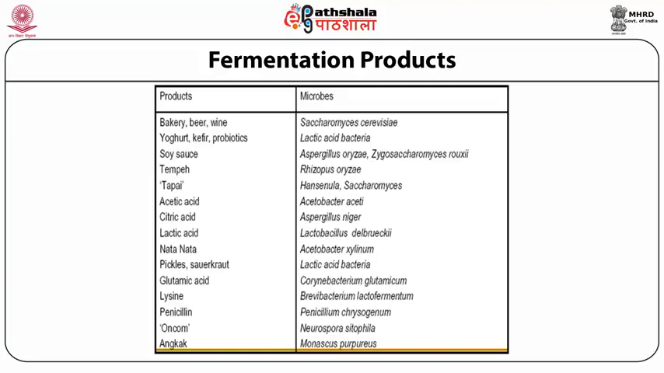For bakery, beer and wine, we are using Saccharomyces cerevisiae. It is a kind of fungi. For yogurt, kefir and probiotics, we are using lactic acid bacteria. For soya sauce, we are using Aspergillus oryzae. For tapai, we are using Hansenula. Acetic acid is produced by Acetobacter aceti. Citric acid is produced by Aspergillus niger.